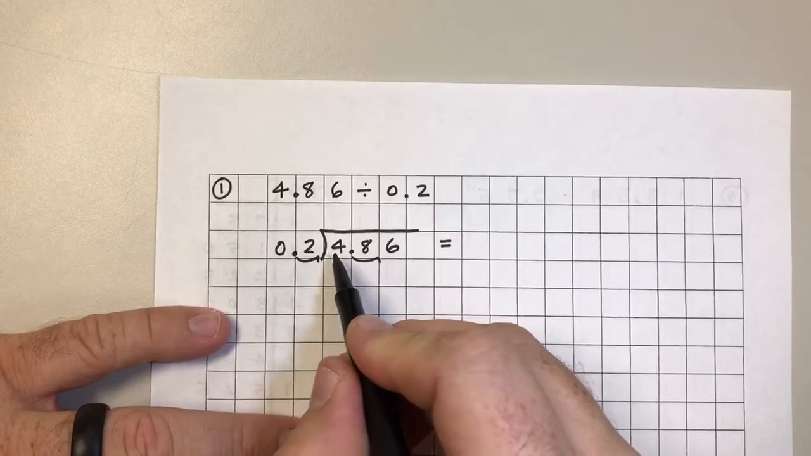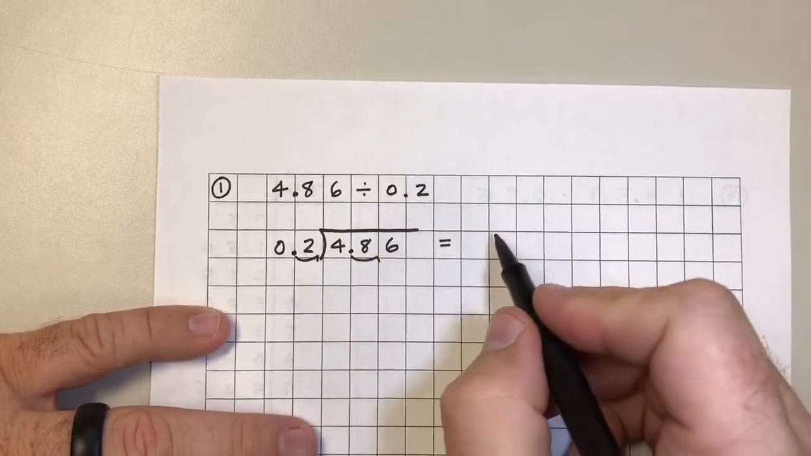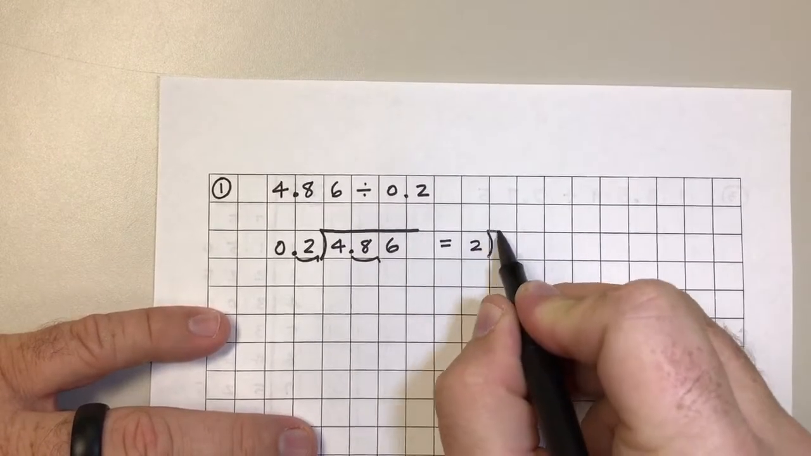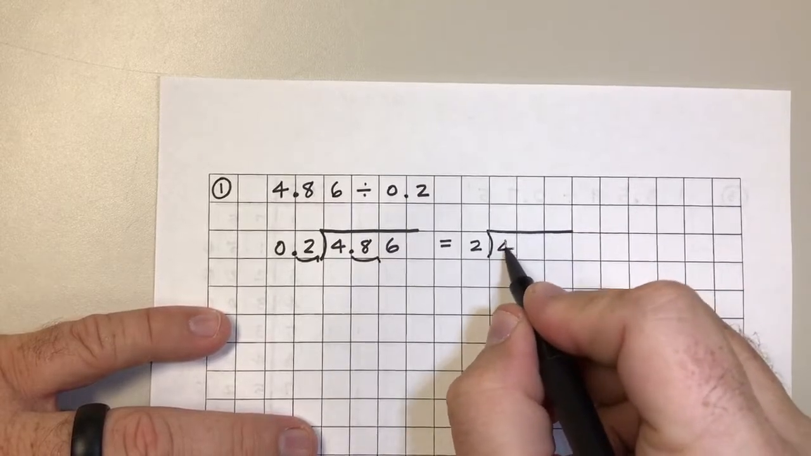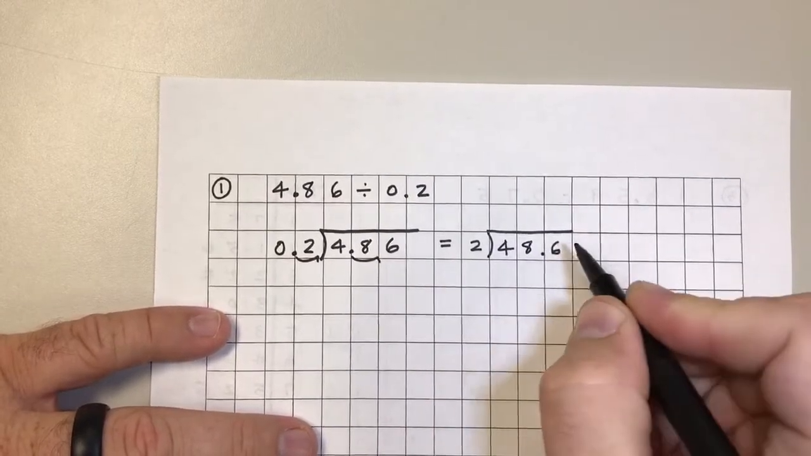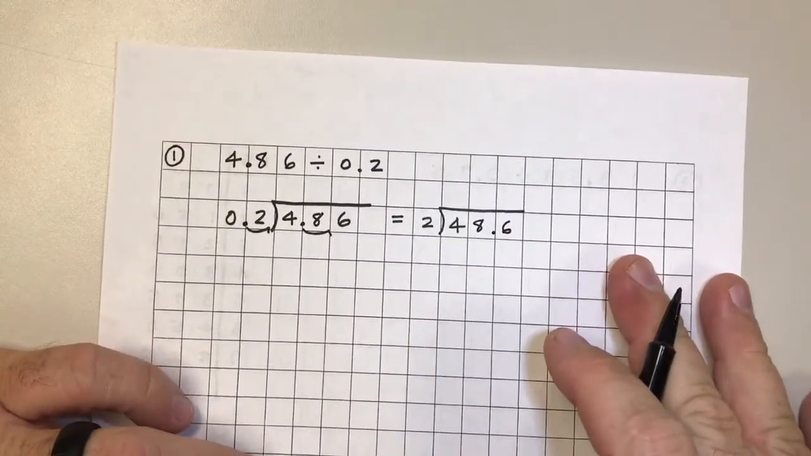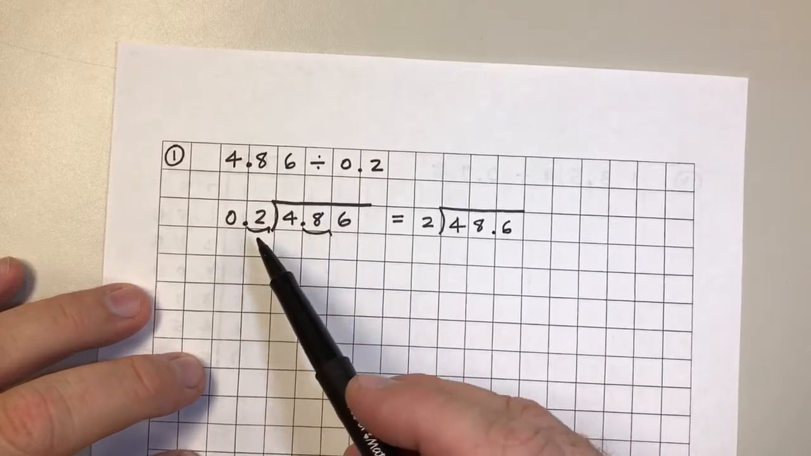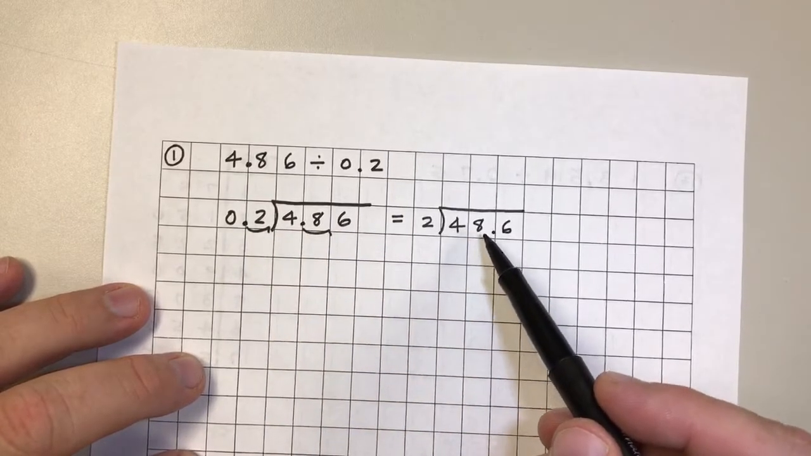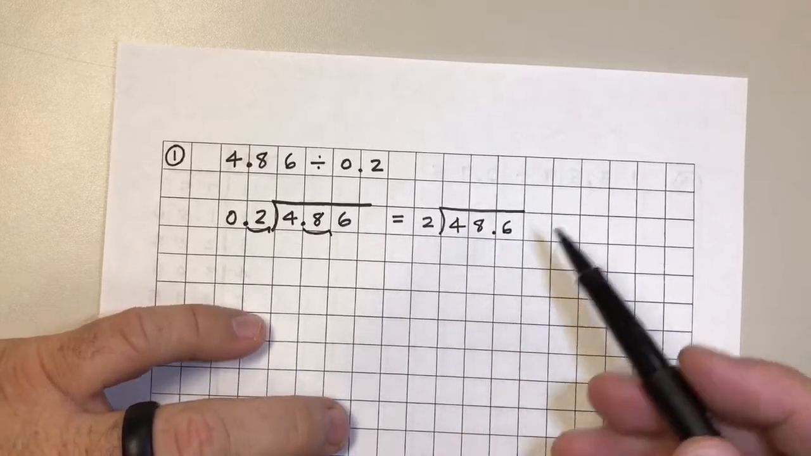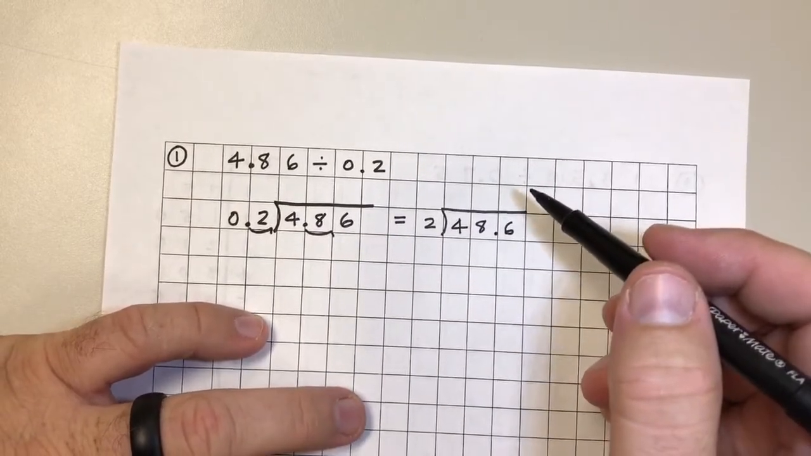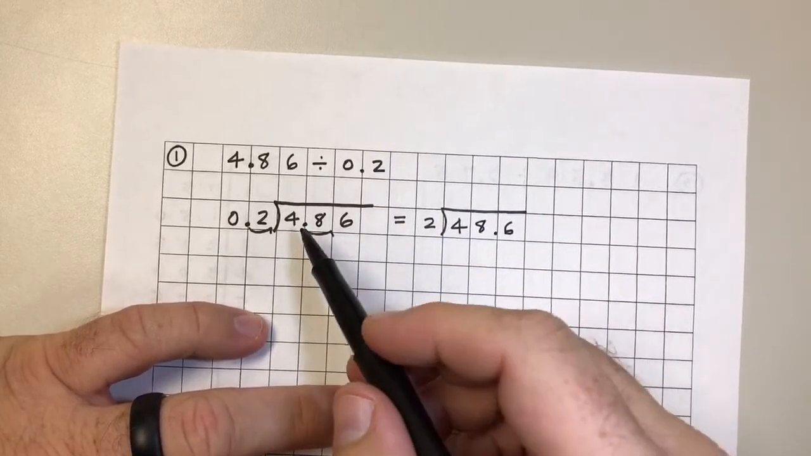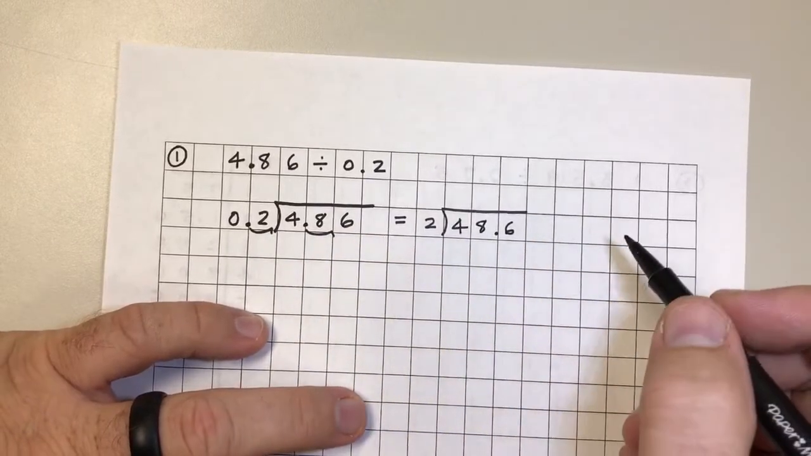0.2 and 4.86, when we move that decimal over, would look like this. The whole number 2 divided by 48.6. It is an equivalent division problem. If you took out your calculator and you divided 4.86 by 0.2, you would get the same answer as 48.6 divided by 2. Fractions are just division problems, and so 48.6 over 2 is equivalent to 4.86 over 0.2. It's just two equivalent division problems.